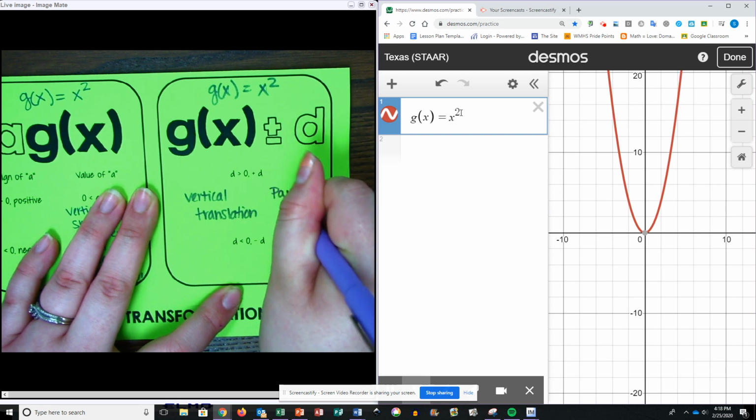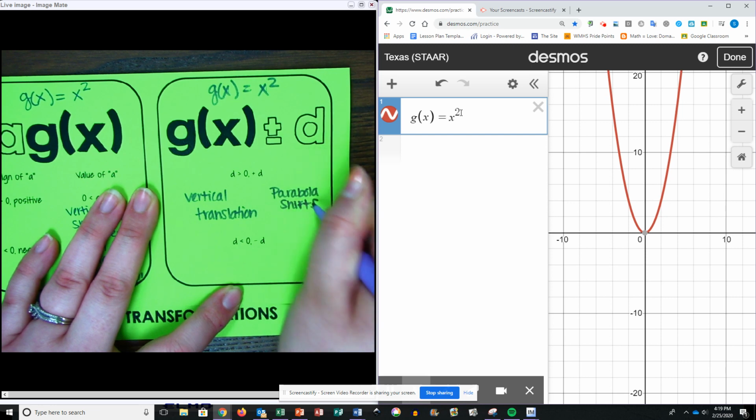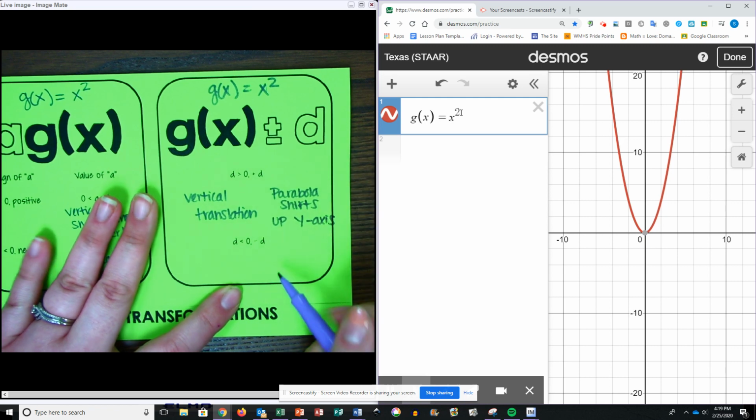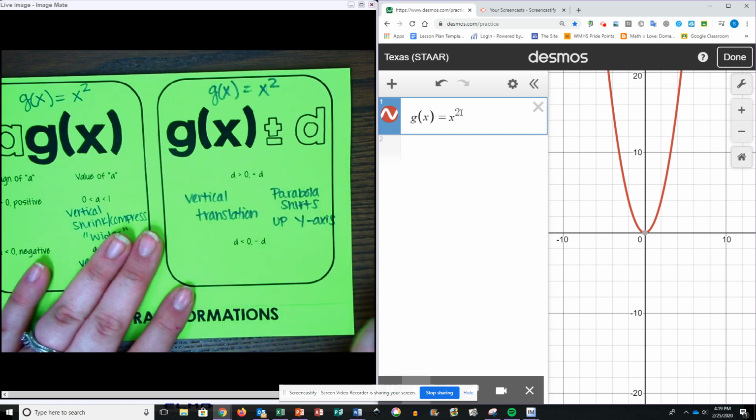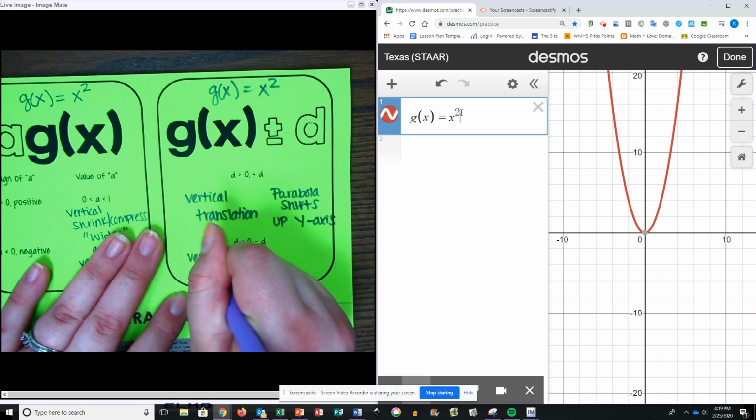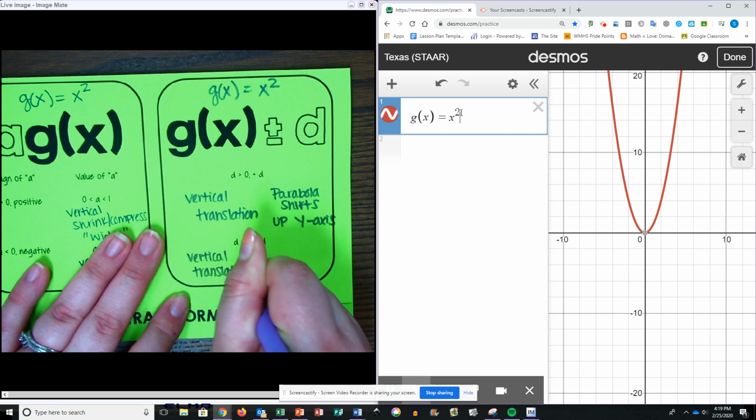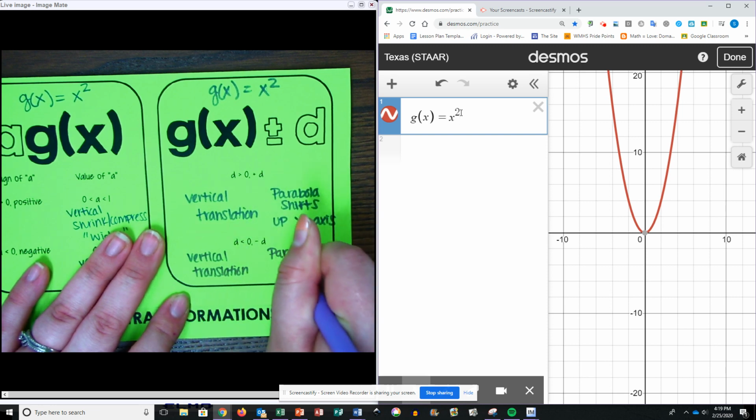So the parabola shifts up the y-axis. And to show you that, if I come over here and let's say I just did +2, notice that it shifted up from where it was before. Okay, now if d is less than 0, meaning I'm subtracting, it's still a vertical translation. But in this case, the parabola shifts down the y-axis.